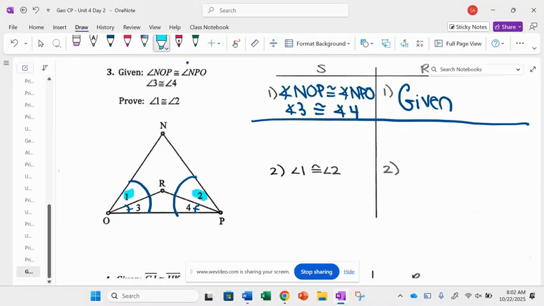Subtraction. So for addition, you make things bigger. For subtraction, we're making things smaller. So since I gave you the bigger angle and I'm proving a smaller part of it, that's subtraction. So we're going to say angle 1 is congruent to angle 2, subtraction.